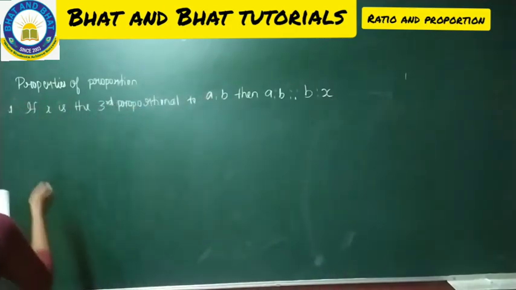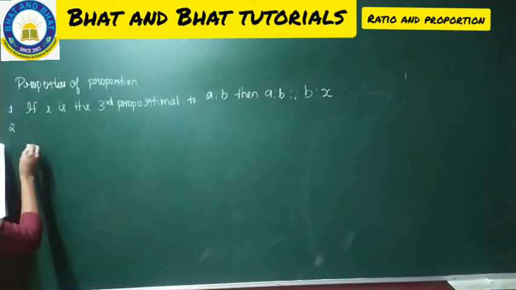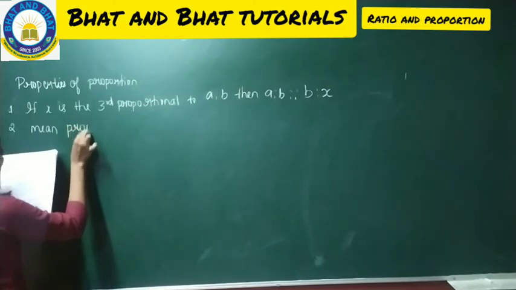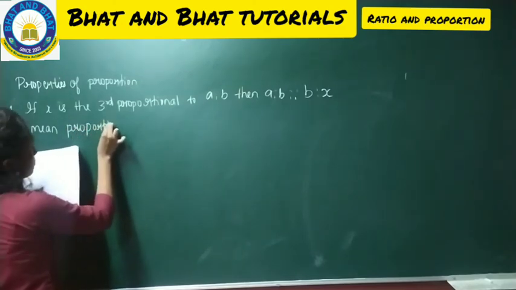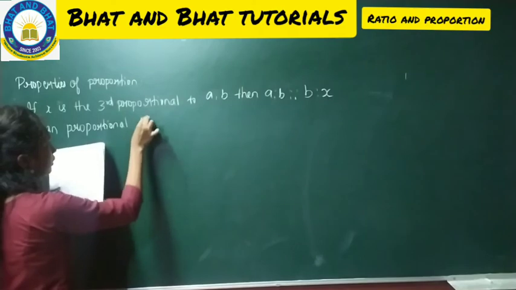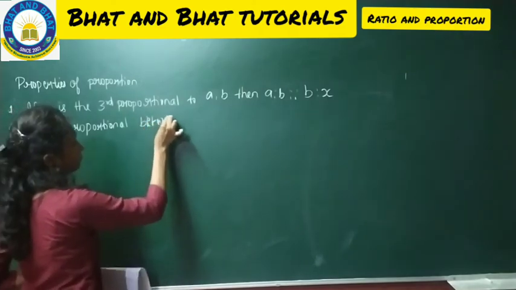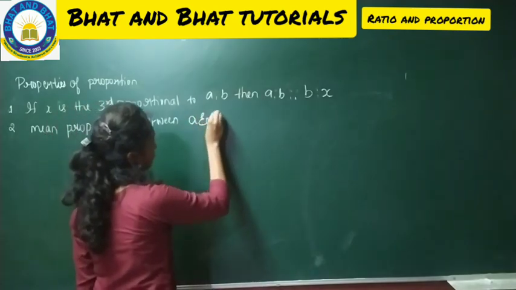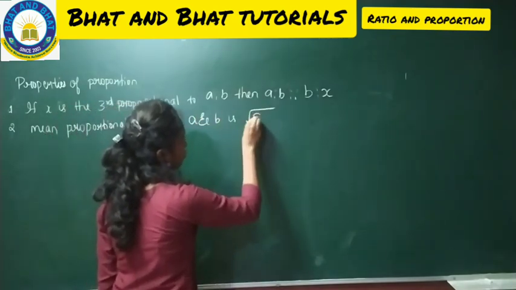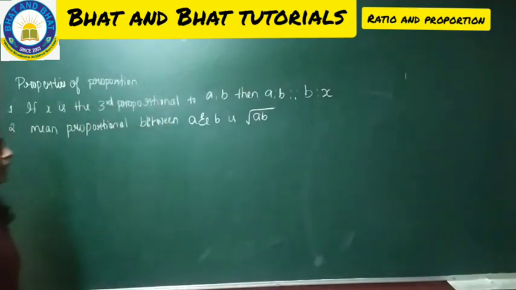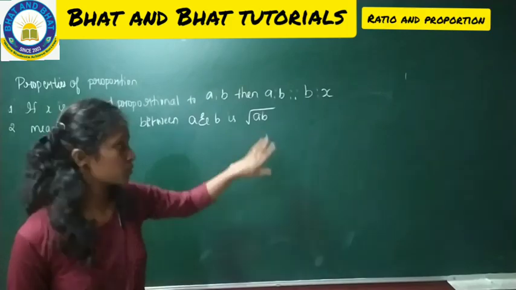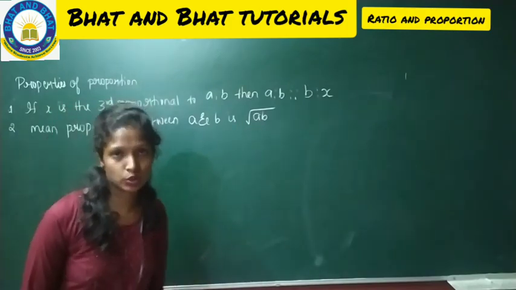The second point will tell you that the mean proportional between a and b is the square root of ab. When they ask you to find the mean proportional of two numbers in proportion, you have to take the square root.